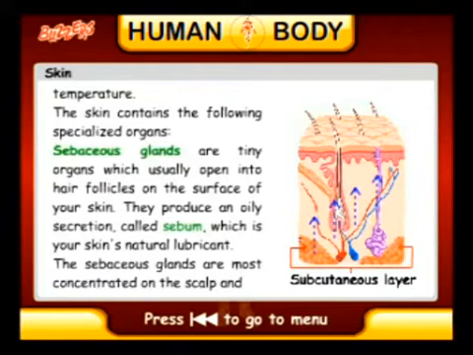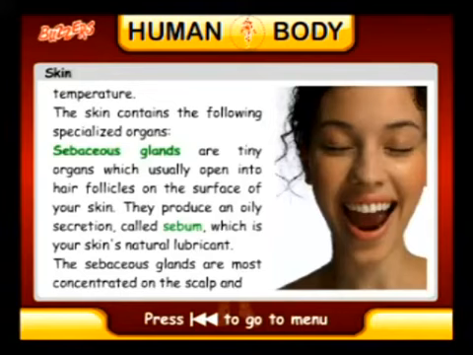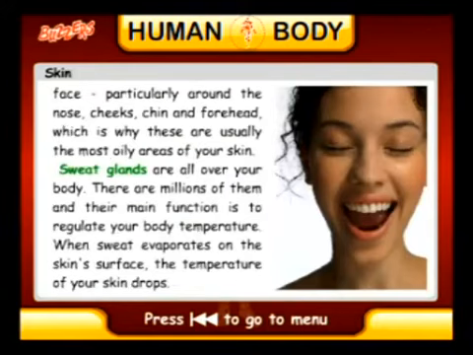The skin contains the following specialized organs: Sebaceous glands are tiny organs which usually open into hair follicles on the surface of your skin. They produce an oily secretion called sebum, which is your skin's natural lubricant. The sebaceous glands are most concentrated on the scalp and face, particularly around the nose, cheeks, chin, and forehead, which is why these are usually the most oily areas of your skin.